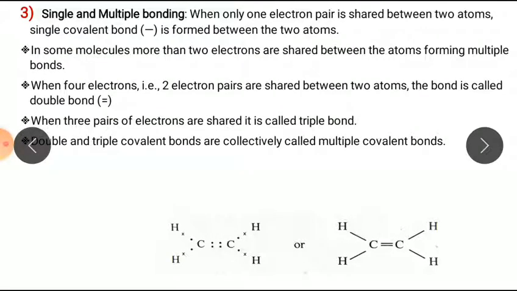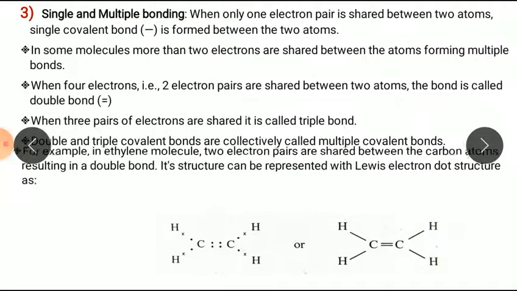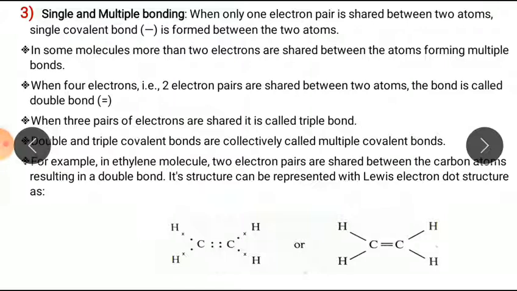Double and triple covalent bonds are collectively called multiple covalent bonds. For example, in the ethylene molecule, two electron pairs are shared between the carbon atoms, resulting in a double bond. Its structure can be represented with the Lewis electron dot structure as follows. See the structure. In this ethylene molecule, this is one electron pair for this carbon and this one for this carbon. That means two electron pairs are collectively shared with each other.